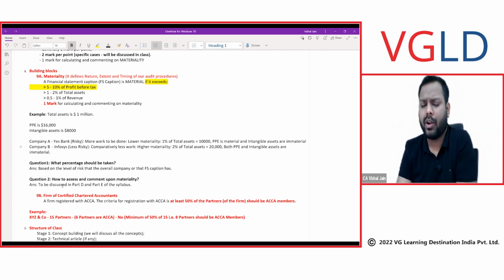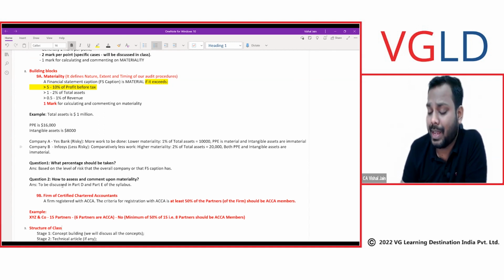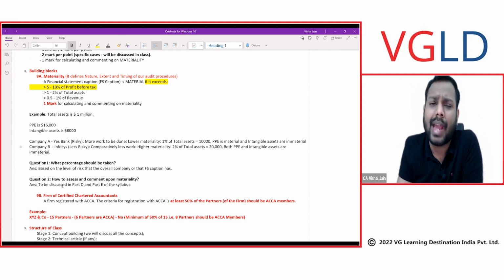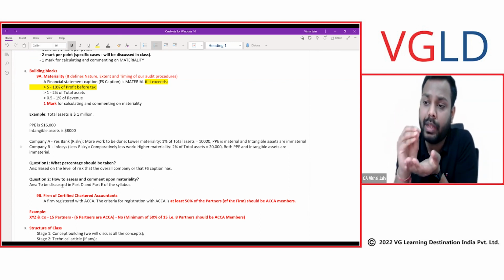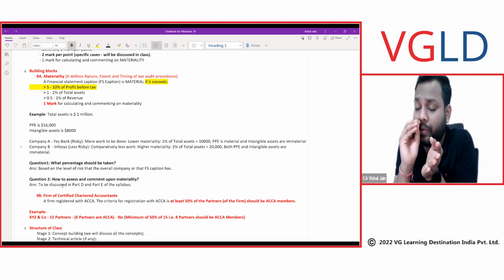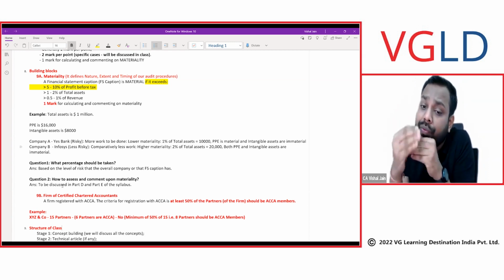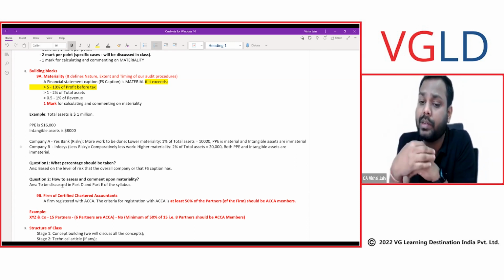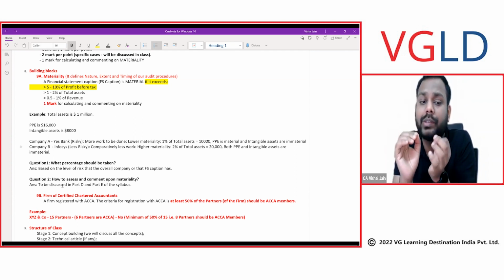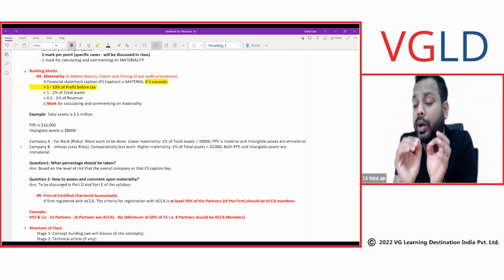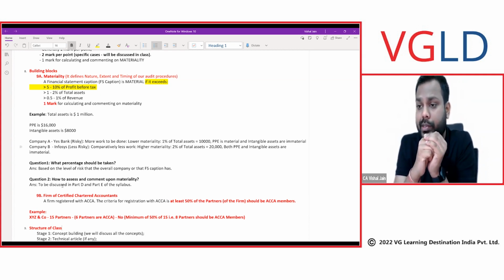Now, here we are not discussing which type of persons or professionals ACCA members can enter into partnership with. No, we are not discussing that. But we are discussing what type of firm I've called a firm of certified chartered accountants. First, two conditions. The firm should be registered with ACCA. Second, at least 50% of the partners should be ACCA members. These are the two conditions for a firm to be called a firm of certified chartered accountants. Is it clear, everyone?